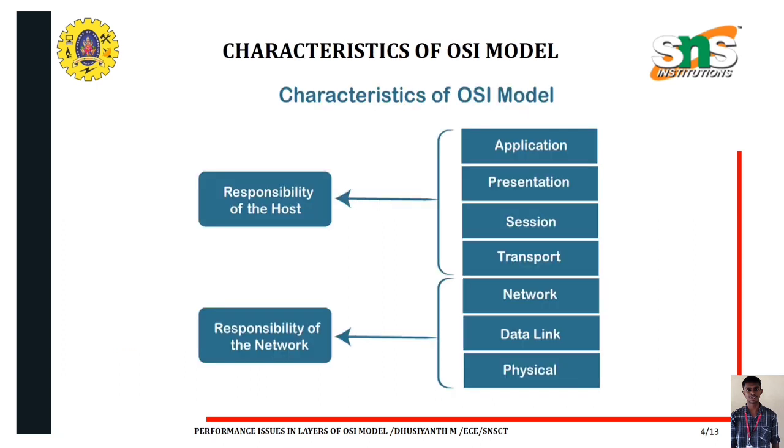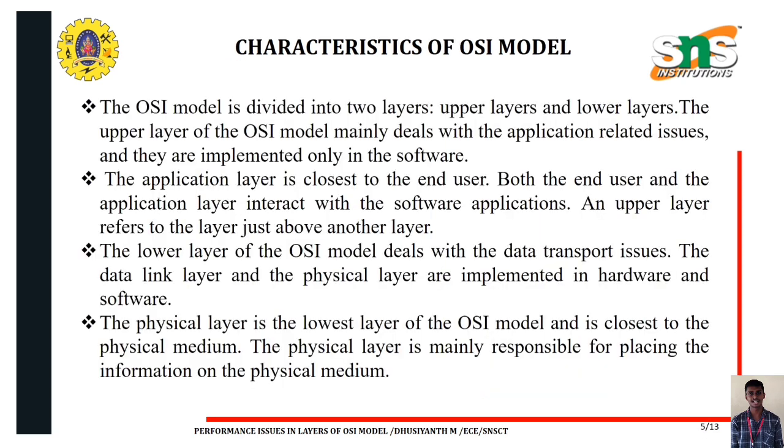Now let us discuss the characteristics of the OSI model. The given diagram depicts the characteristics of the OSI model. The OSI model is divided into 2 layers, upper layer and lower layer. The upper layer of the OSI model mainly deals with the application related issues, and they are implemented only in the software. The application layer is closest to the end user. Both the end user and the application layer interact with the software applications.